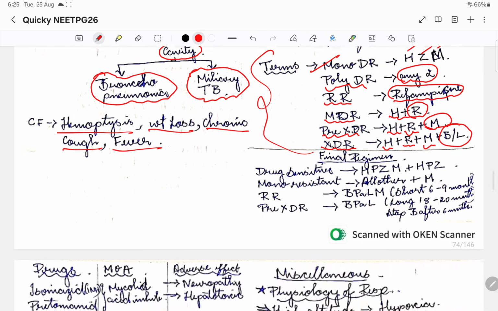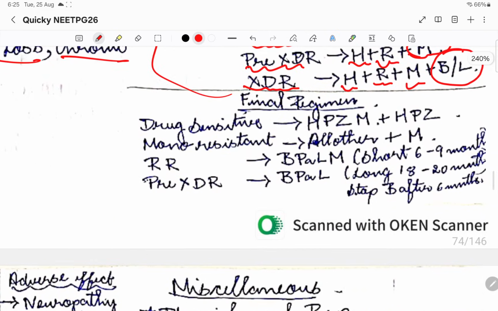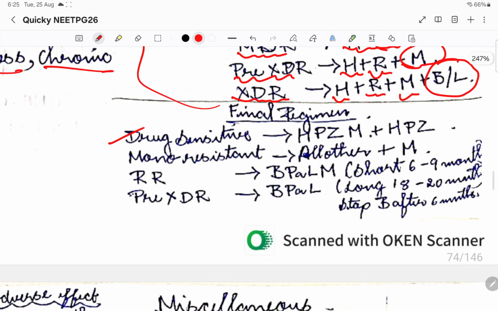Then finally, the regime for drug sensitive TB is going to be HPZM and HPM. See, forget everything.